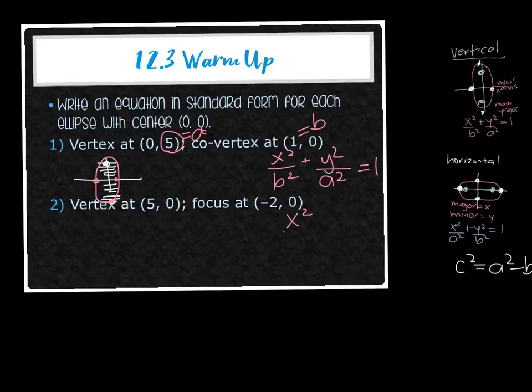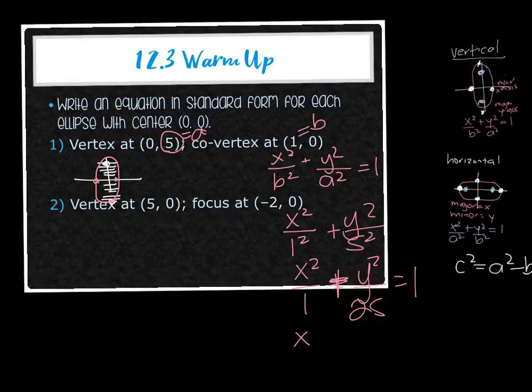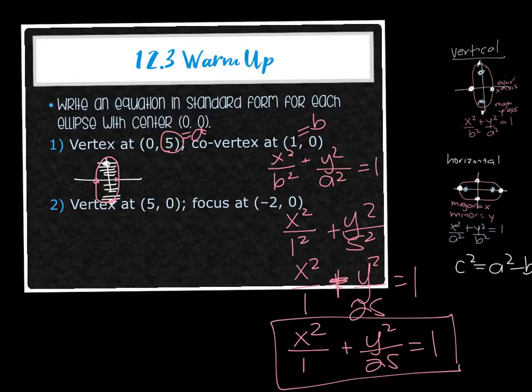Okay, x squared over b squared, or over 1 squared, is x squared over 1. And y squared over 5 squared, this is plus, over 25 equals 1. So x squared over 1, or just x squared because it's the same thing, plus y squared over 25 equals 1. Questions on that one? Raise your hand if you got it right.